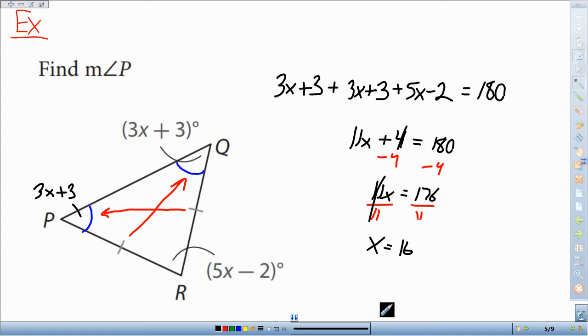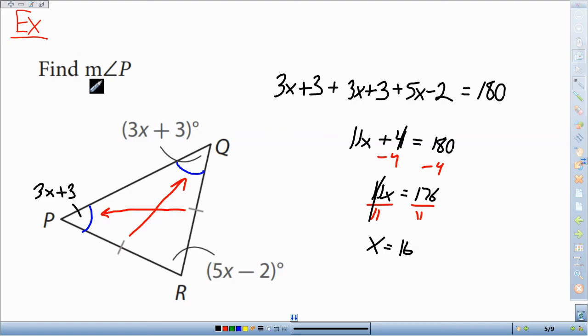One thing I just want to point out: we won't always get nice, clean numbers. Sometimes you're going to get decimals when you solve for x, or sometimes you're going to get a negative number. If that happens, though, double check, because especially on a test, I will often give you problems that are nice and clean, though it's possible you might get a decimal. I just want to point that out.